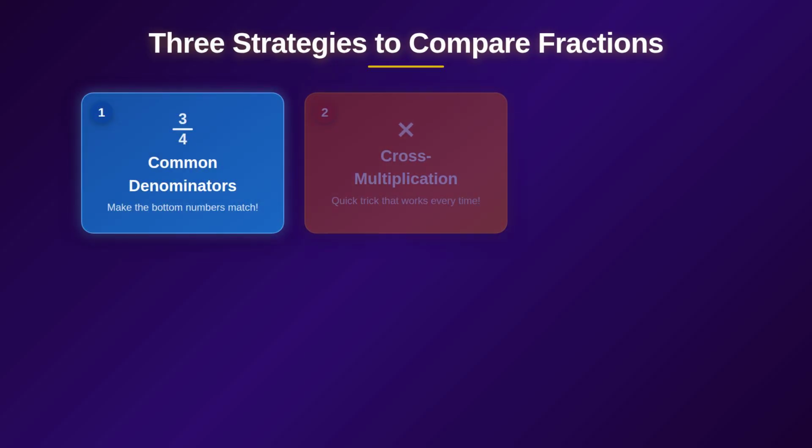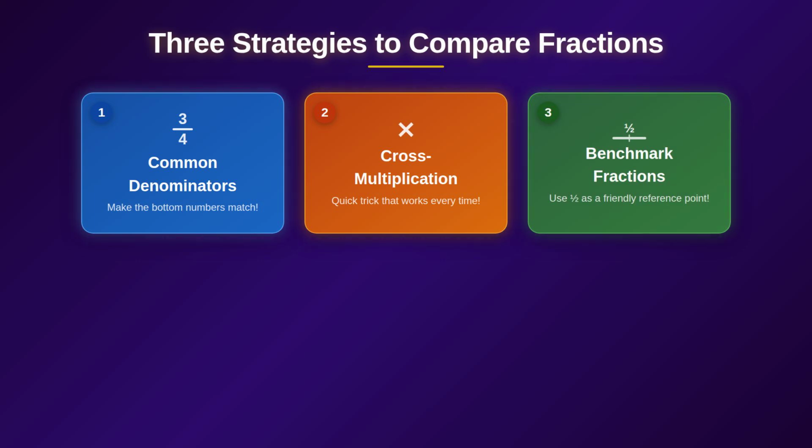All right, here's your game plan. We're going to learn 3 awesome strategies today. Strategy 1 is finding a common denominator, making the bottom numbers match so we can compare easily. Strategy 2 is cross multiplication, a super quick trick that works every time. And strategy 3 is using benchmark fractions. That means using friendly numbers like 1/2 to estimate quickly. Each strategy has its superpower, and by the end, you'll know exactly which one to use. Ready for the first one?